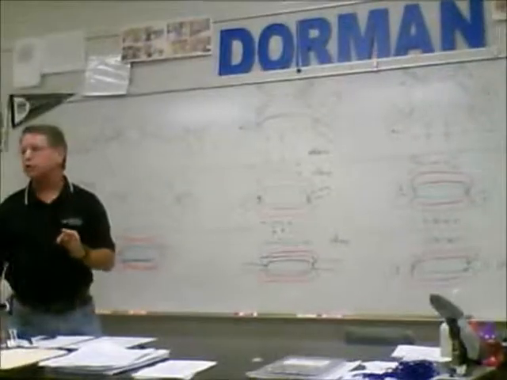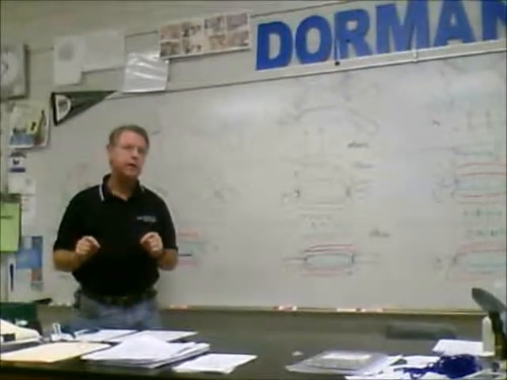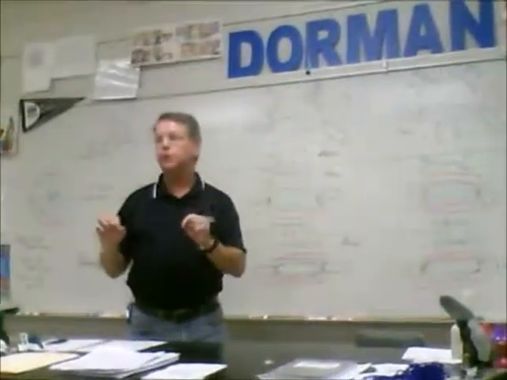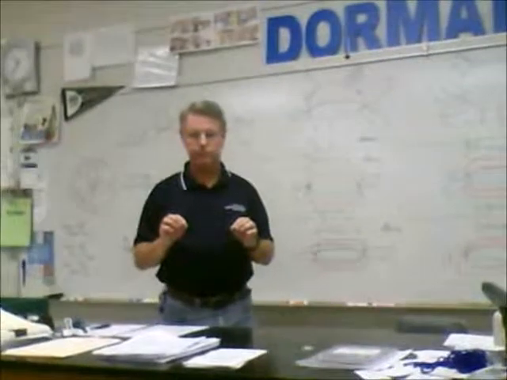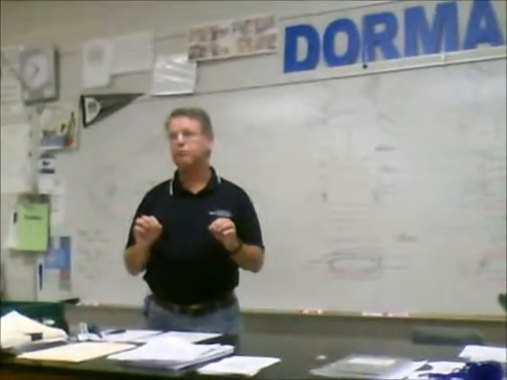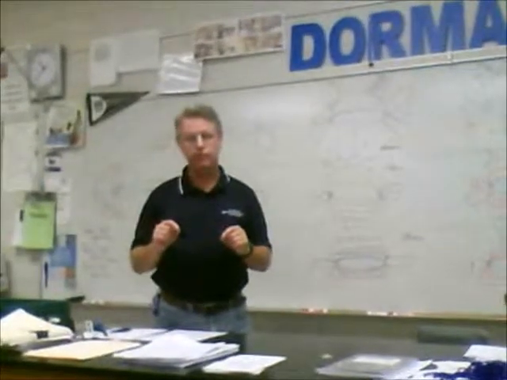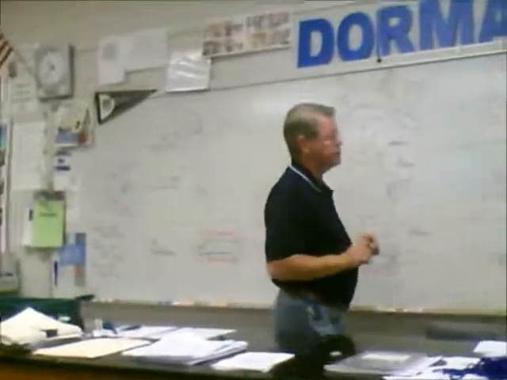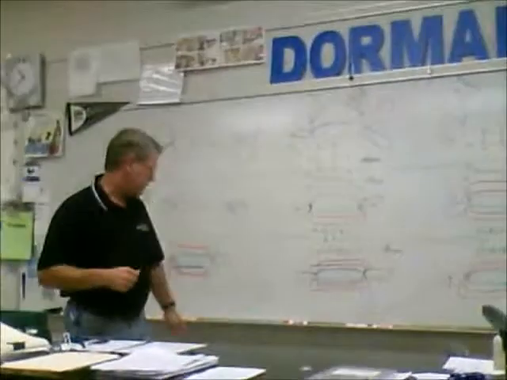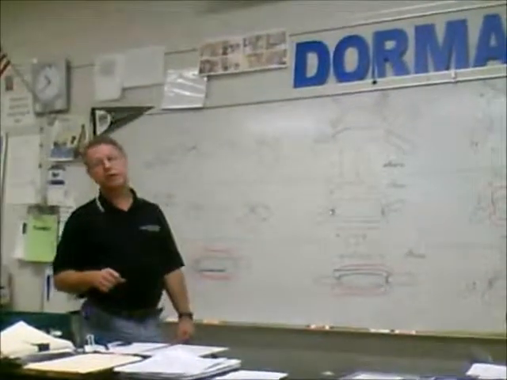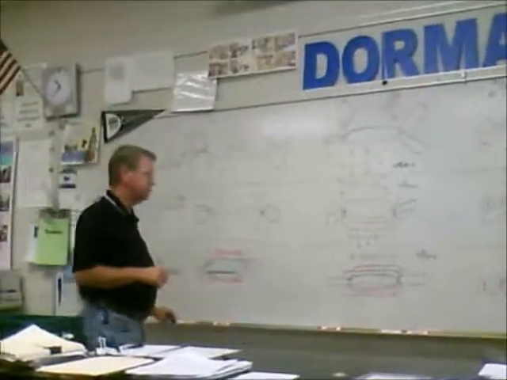Any bond directly on a line between the two nuclei of two atoms is a sigma bond. It's spelled S-I-G-M-A. What's the key? Nuclei. Any bond directly on a line between the nuclei of two atoms is a sigma bond.